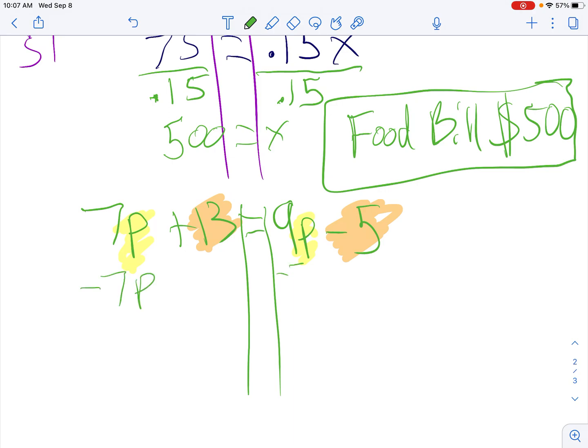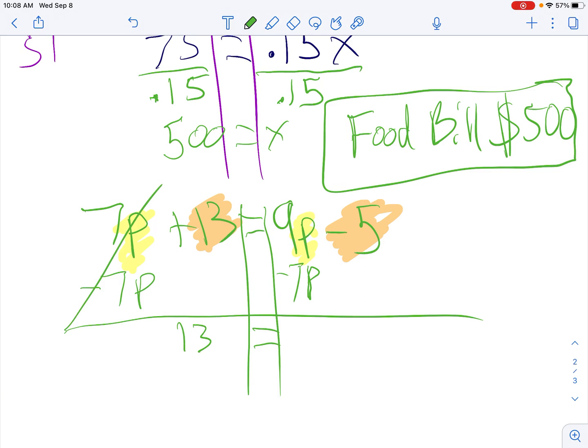Okay, so again, I got to start collecting things that are similar or like terms. So I like to deal with my variables as being positive. So I'm going to subtract 7p on both sides. So I'll, again, do one step at a time. 13, this cancels out, equals 9p minus 7p is 2p, subtract 5.